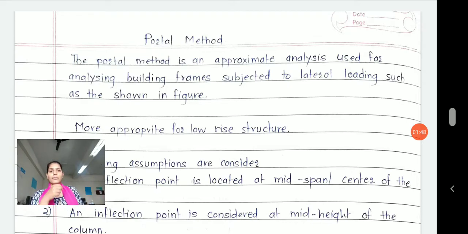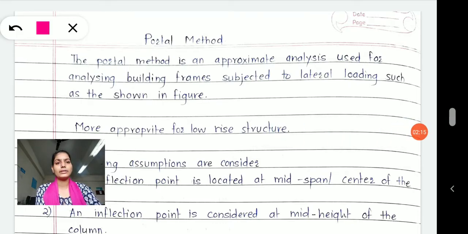Such frames, if you want to analyze them, if you want to find all the member forces and the loads coming upon them, and how the structure is deflecting, whether it is beyond the tolerance or the deflection is within the control limit, that we have to check. So analyzing such a structure is what we are trying to understand under this topic. Now let's start. First of all, we will understand the theory and assumptions behind this method, and then we will proceed to solve the problems.